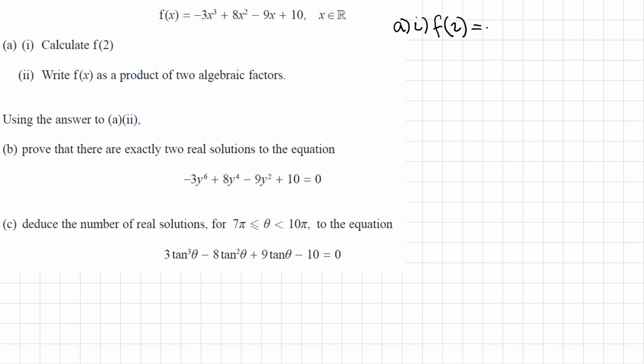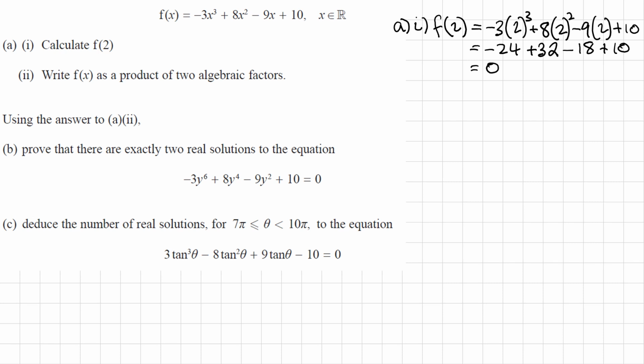So if we do that, we'll get negative 3 times by 2 cubed, and then plus 8 times by 2 squared, minus 9 times by 2 plus 10. Right, so we've then got negative 3 times by 8, so that's negative 24. And then 8 times by 4, so plus 32. And then minus 18 and plus 10. And that gives a value of 0.